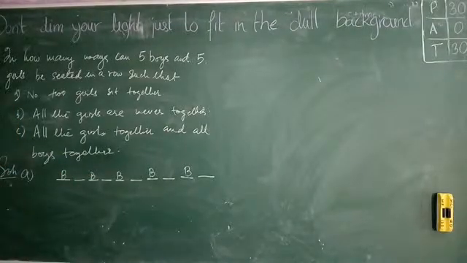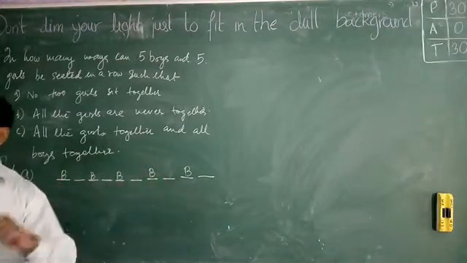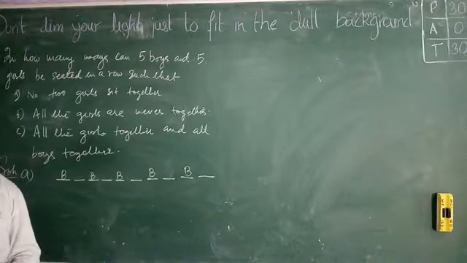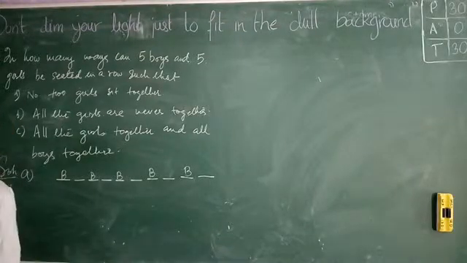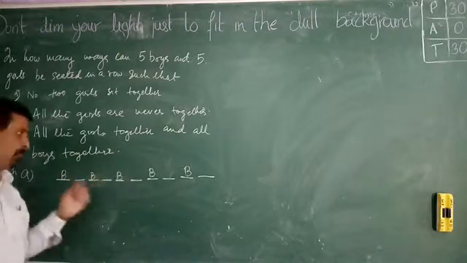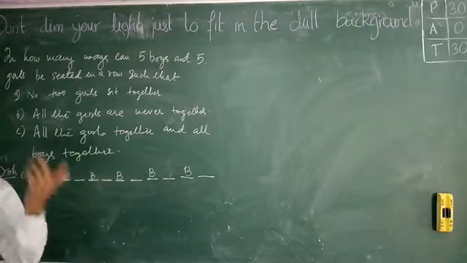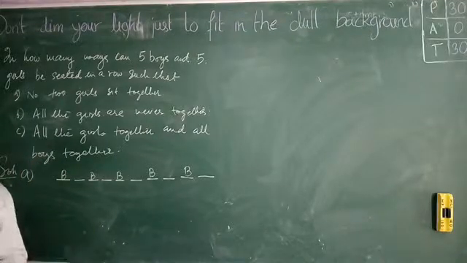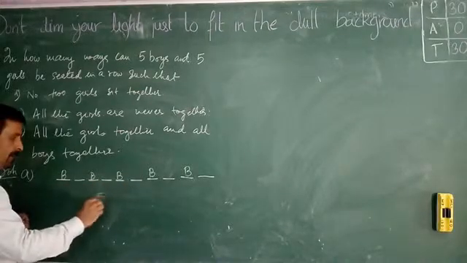Understood? Yes, sir. The boys are placed in such a way so that the girls will not be able to sit together. Is this okay? Yes, sir. So in between the 2 girls, there should be a boy. So we have placed the boys, and there are 5 boys, and we have enough number of seats. No need of going for the NPR. We can do it by the principle of counting. So the number of ways the boys can be seated is factorial 5.